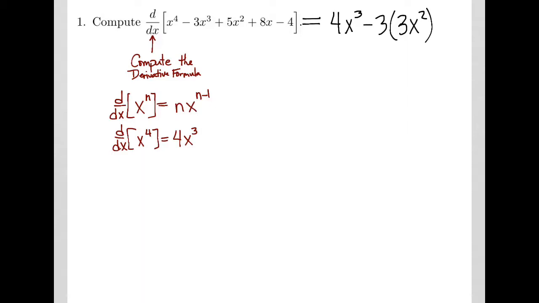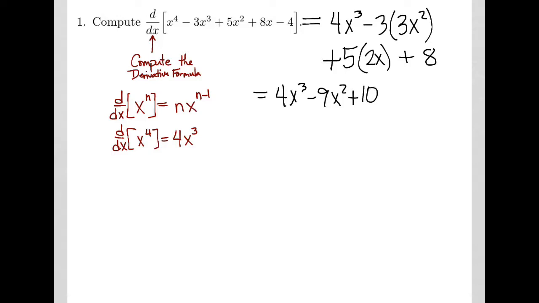Then I want to take 5 times the derivative formula for x squared, which is 2x. The derivative of 8x will be 8, and constants don't have any derivatives. So as I find my final derivative formula, I get 4x cubed minus 9x squared plus 10x plus 8. And that's the derivative formula of the function that was given.